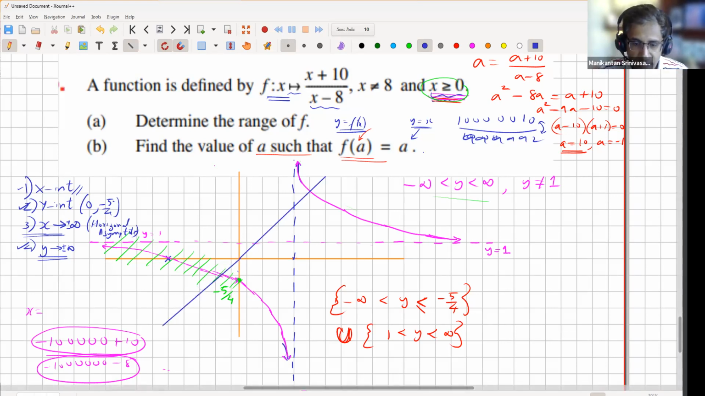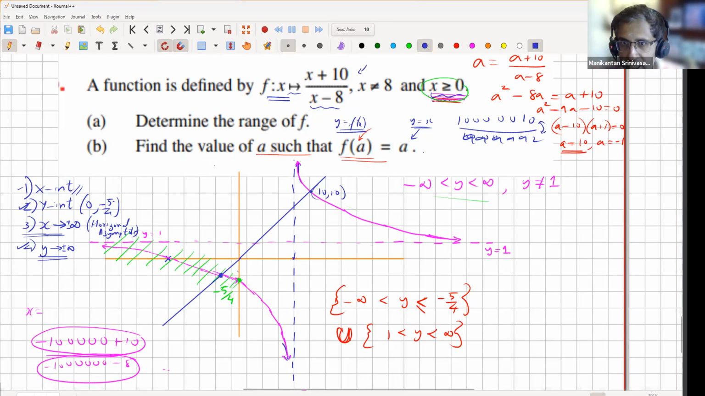Right, I didn't draw it well, which is why you're seeing two intersection points. This is your minus 1, which we know now that we are not supposed to include. And this is the 10 that we saw. So at 10, the value is also 10. 20 by 10 plus 10 by 10 minus 8 is indeed 10.